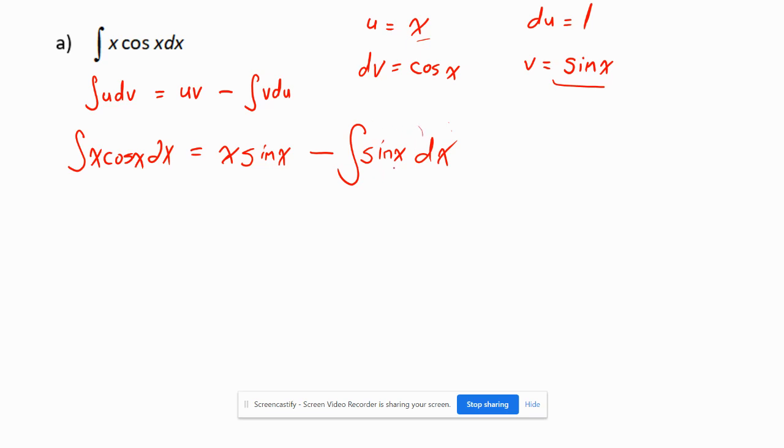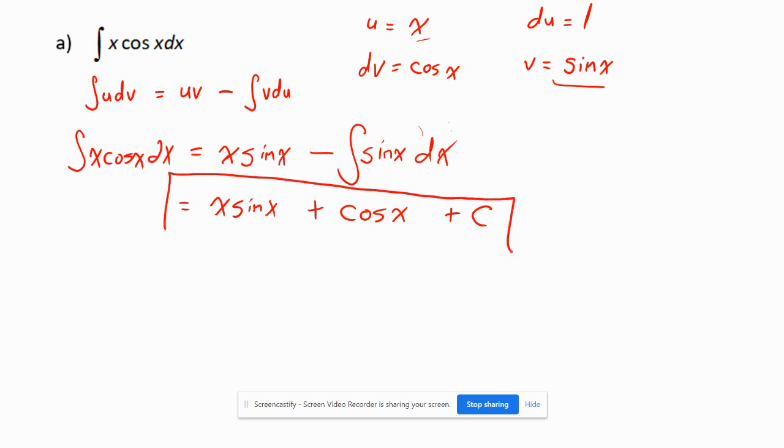Well, what's the integral of sine x? We know that it's going to be positive cos x, right? So this is going to equal x sine x plus cos x dx. So plus cos x plus C. And this is going to be our answer for this question over here.